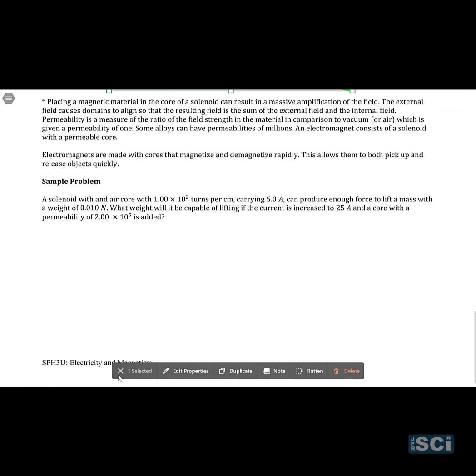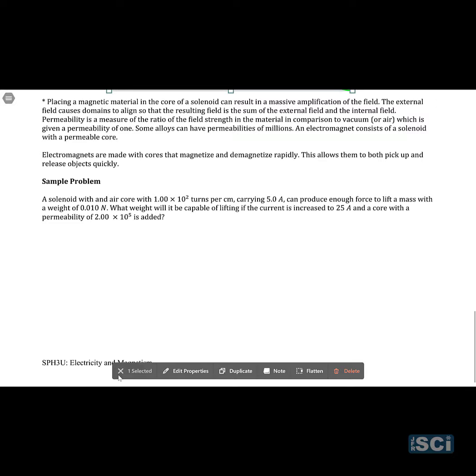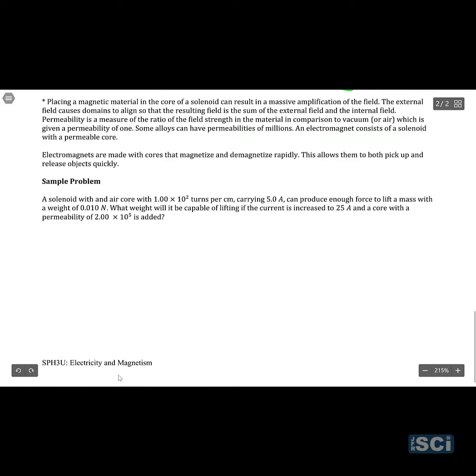Okay, so I have a sample problem here for us to try out. The sample problem has a solenoid. It has a core that has a permeability of 1 because it's air. So air has a permeability factor of 1. That's what we use as kind of our base or our reference point when we're talking about permeability. So anything that has a larger permeability than 1 has a better permeability than just simply air.